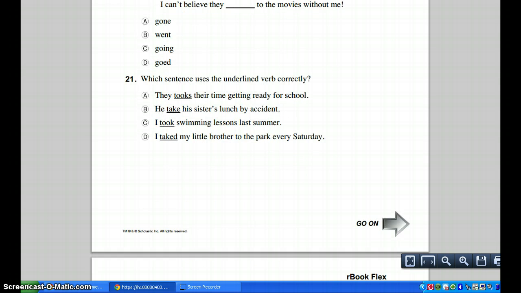21. Which sentence uses the underlined verb correctly? A, they tooks their time getting ready for school. B, he take his sister's lunch by accident. C, I took swimming lessons last summer. D, I taked my little brother to the park every Saturday.